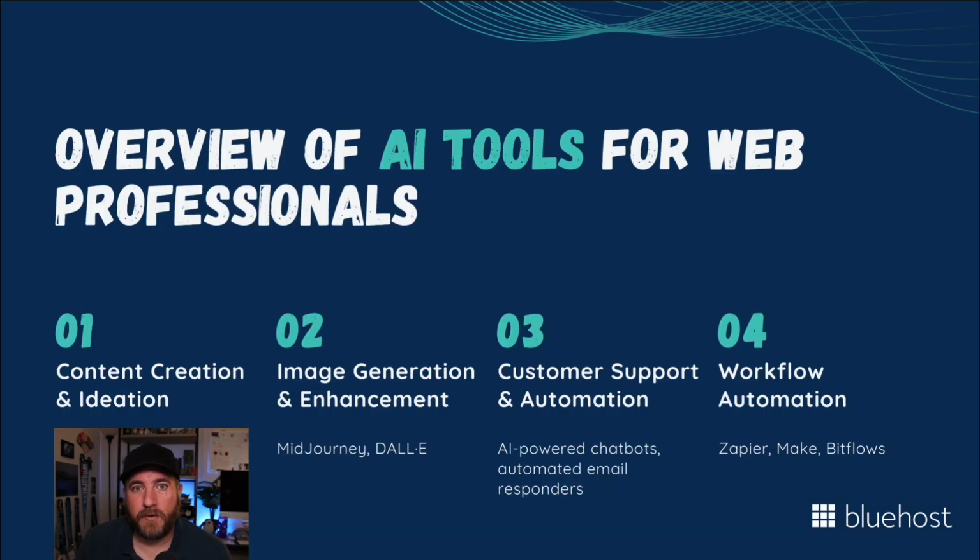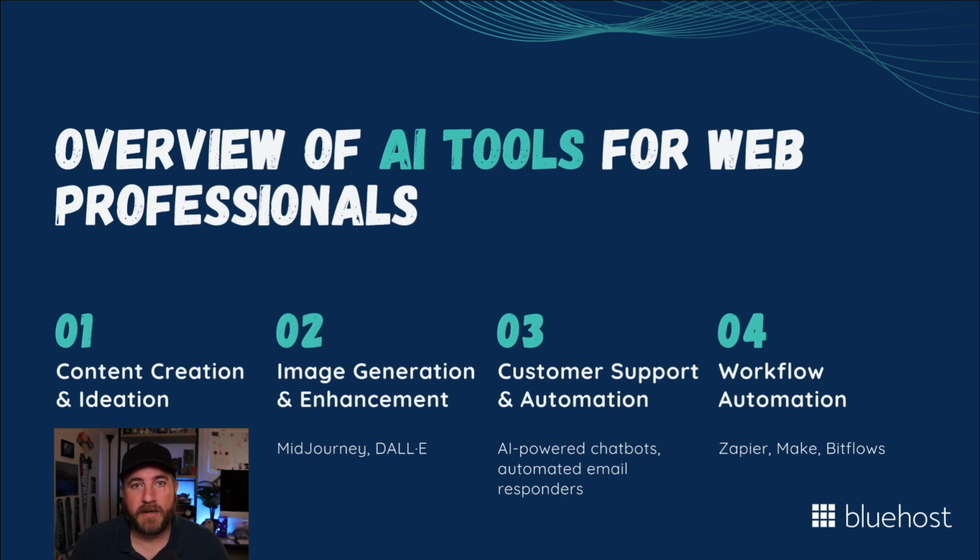So here is an overall overview of AI tools for web professionals. Here are the 4 different buckets that I've decided to put AI into that cover the majority of ways that you would use AI within your agency, or to help build websites. So 1, content creation and ideation, tools like ChatGPT and Jasper. Maybe you've heard of also Claude or Perplexity or Google's Gemini. Those are all content generation and ideation tools.